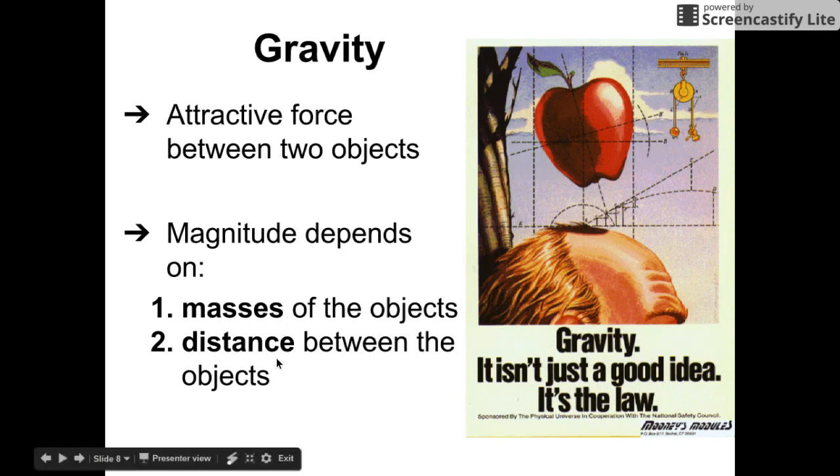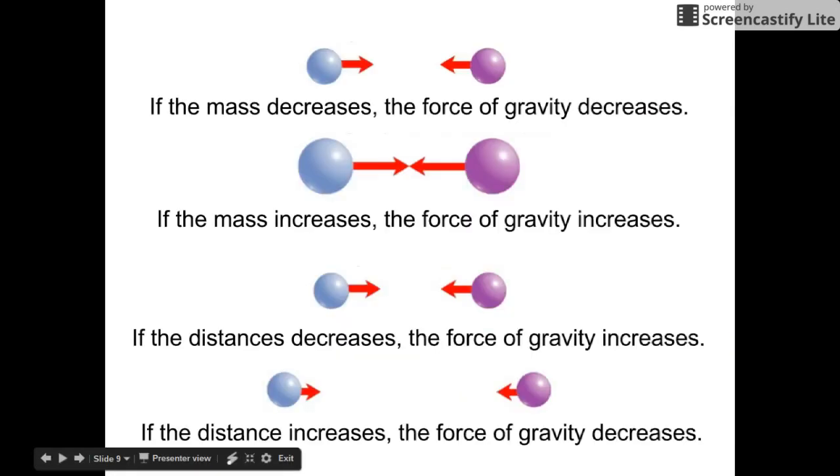So we think of the Earth as being this big, huge planet, but in actuality, it's very small compared to the sun. So technically, the sun should pull on us with more force than the Earth does. But the problem is the sun is 93 million miles away. The Earth is right here. So it's that combination of the distance and the mass of the objects.